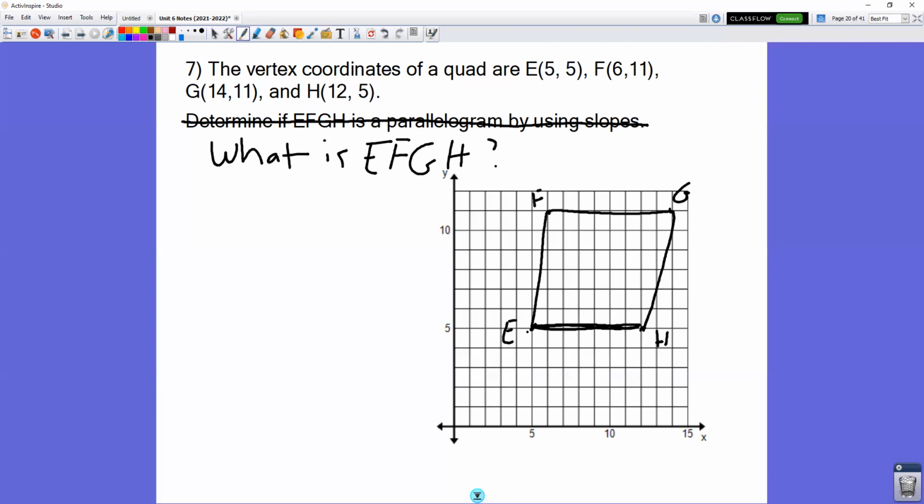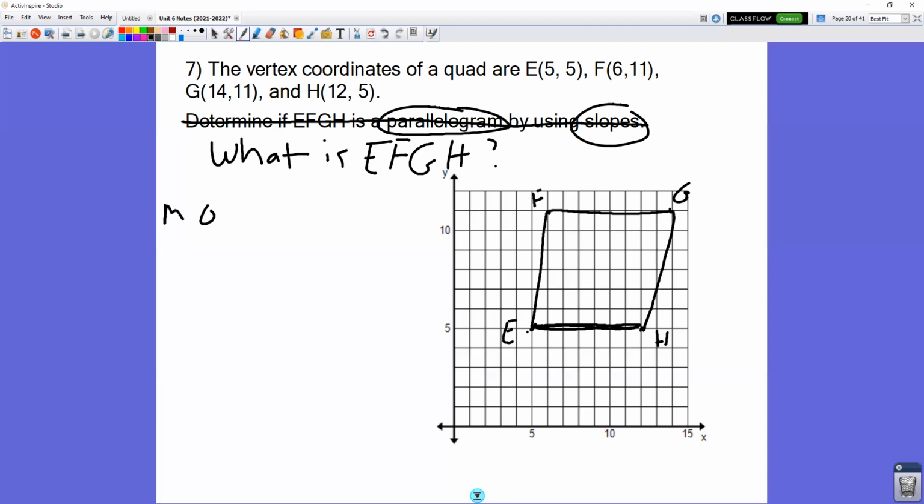We're going to use this hint, though. We want to see if it's a parallelogram, and we're going to use slopes. One of the best ways to show what a figure is, is with slopes. That's not the only way of doing it, and there might be other things you need to do, but slopes is a very good place to start. So let's go ahead and do that.